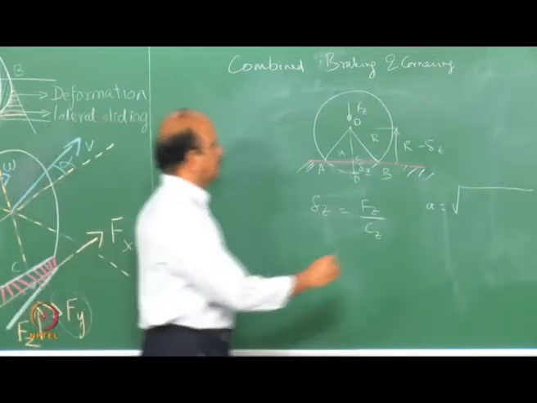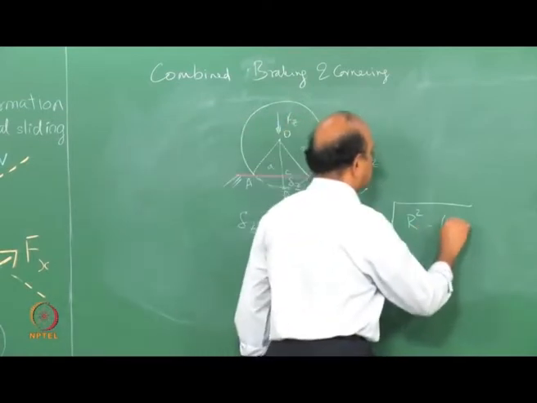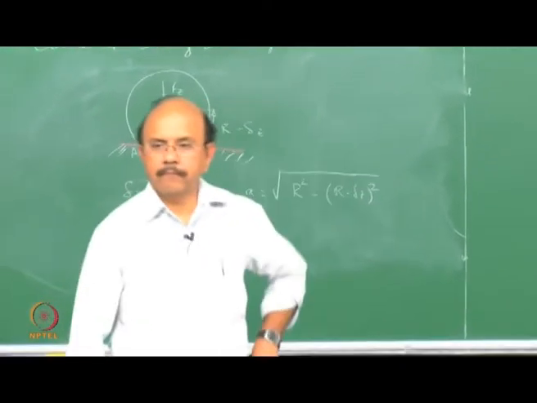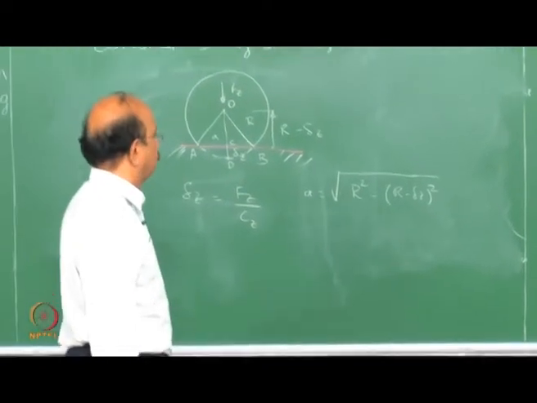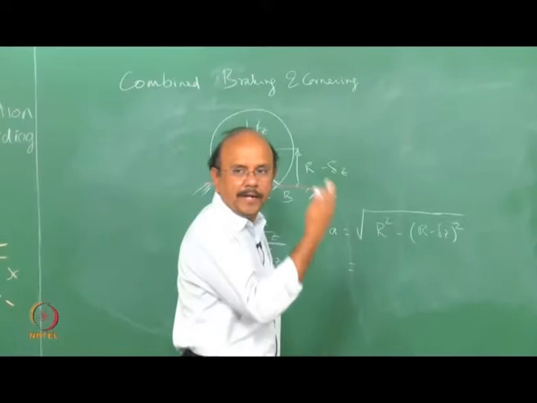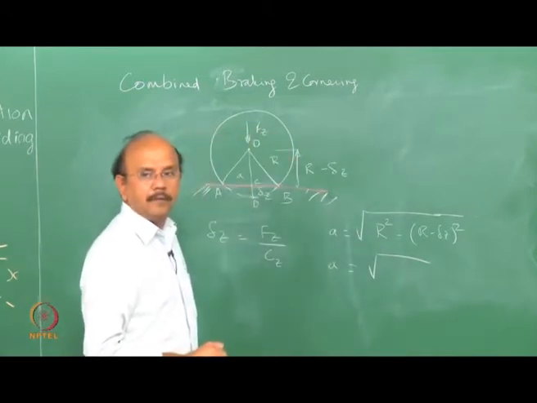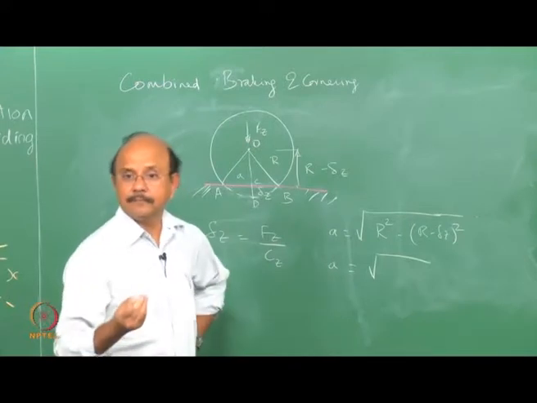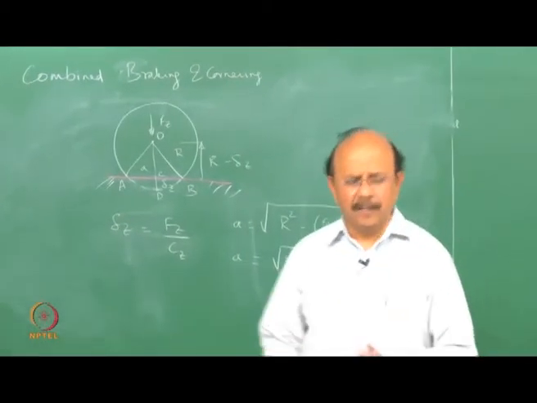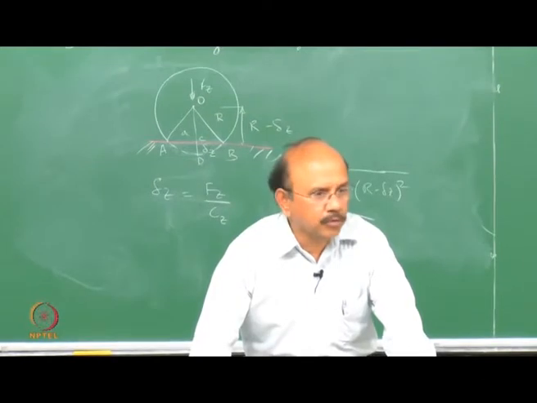root of R squared minus (R minus delta Z) squared. Which you can expand, leave out the delta Z squared term, and you can say A is equal to root of 2R delta Z. This is, I would say, a nice approximation. And that's what you can use if you want to use A.